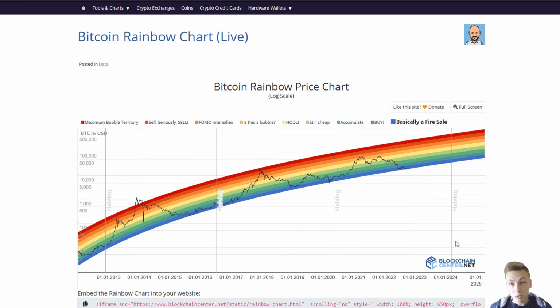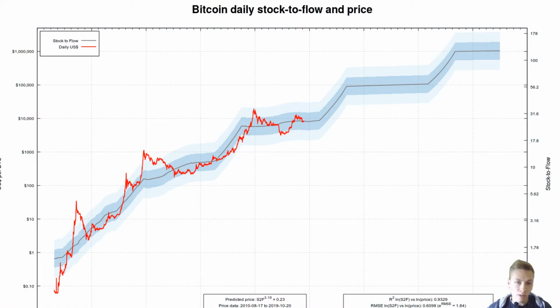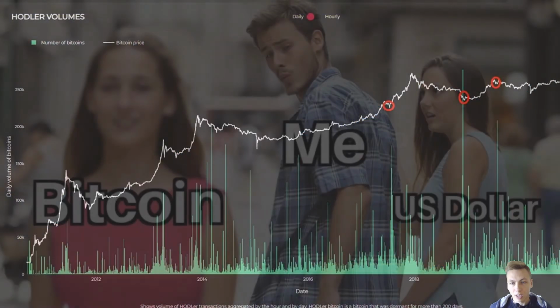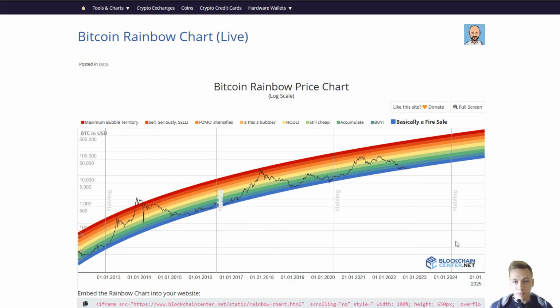There is a ton of different Bitcoin charts and technical analysis with different price predictions and different price targets. But if you are a long-term Bitcoin investor, the only chart that you needed so far is the Bitcoin Rainbow chart.